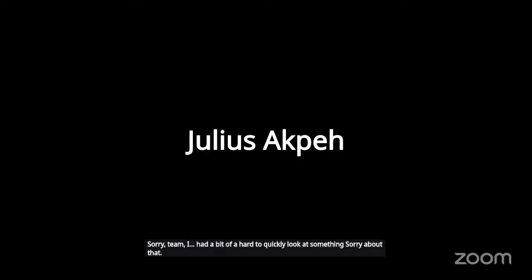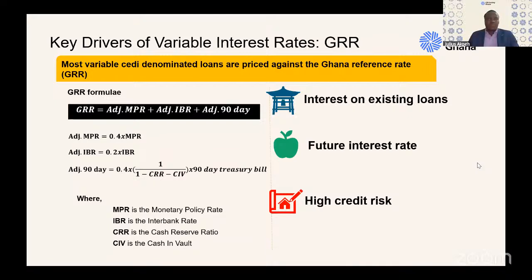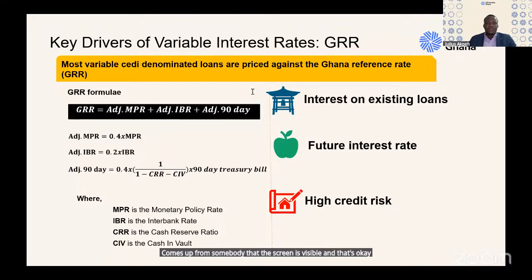Sorry, team, I had to quickly look at something. Sorry about that. Can you see my screen? Is my screen visible, please? Thumbs up from somebody that the screen is visible. Yeah, okay, thank you very much.